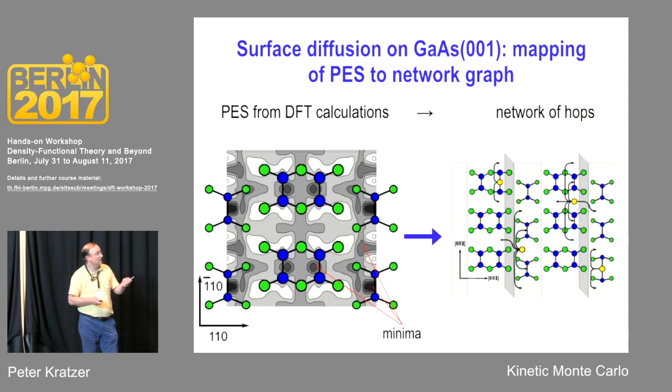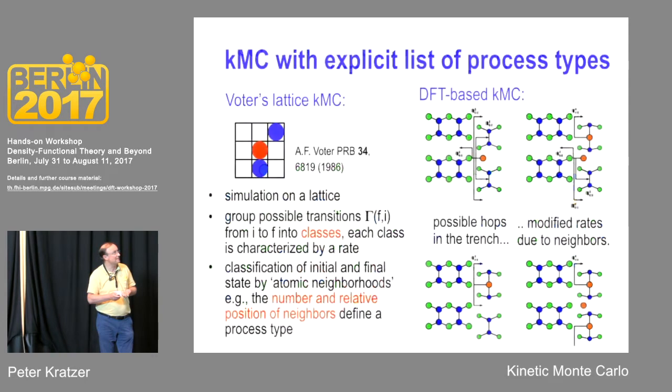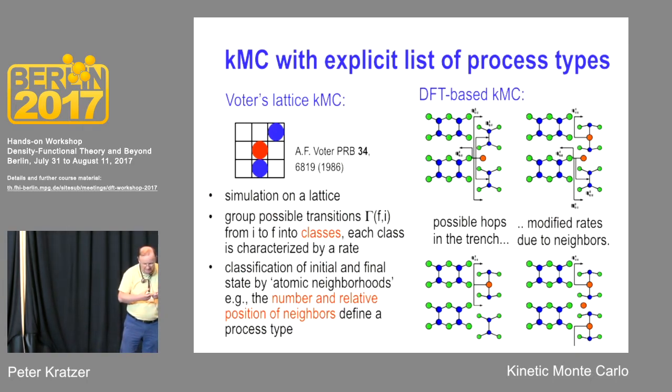So from the minima and from the barriers, we derive the activation energies and we derive the rate constants. And then we can do a process type KMC simulation. One thing to realize here is that the Kinetic Monte Carlo simulation always builds on a classification of processes and a classification of environments.